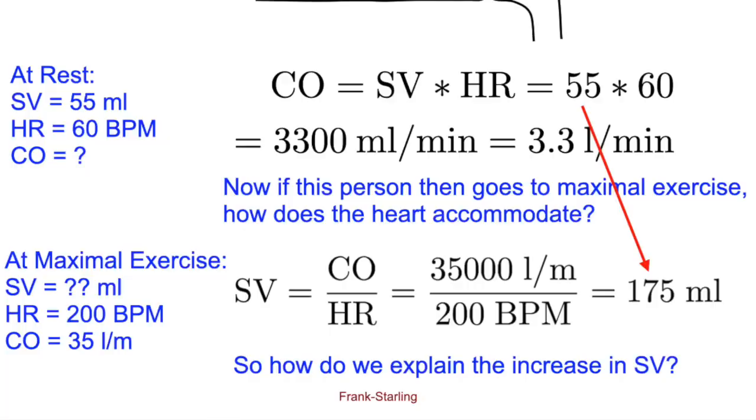It turns out if you do the very simple math here, it's just a quotient, you'll get a number that is substantially bigger. You'll get, in this case, 175 milliliters, which is a lot bigger than 55. So it's substantially bigger. Now, what is it that brings about this change in exercise? How does the body actually do that?